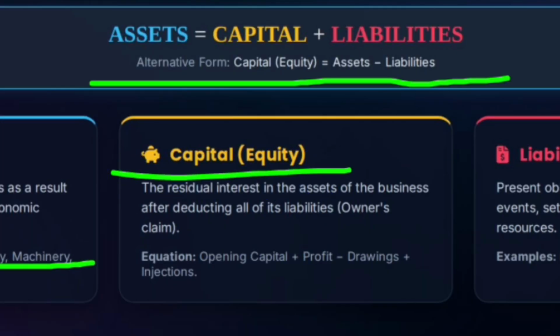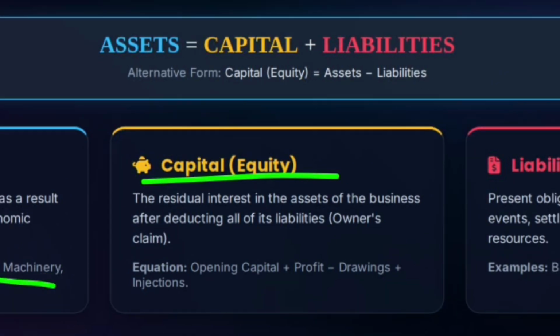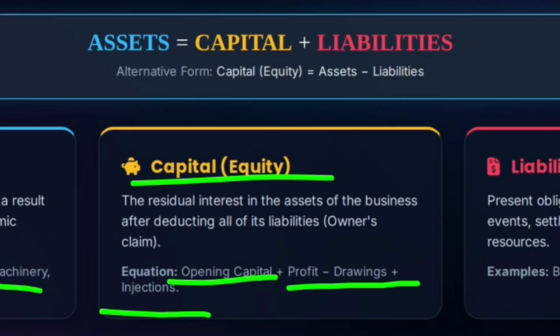Second one is capital or equity. The residual interest in the business belonging to the owner. Capital is calculated as opening capital plus profit minus drawings plus new injections, and it's very important, so try to keep this equation in your mind.